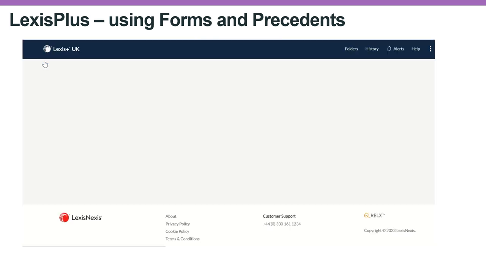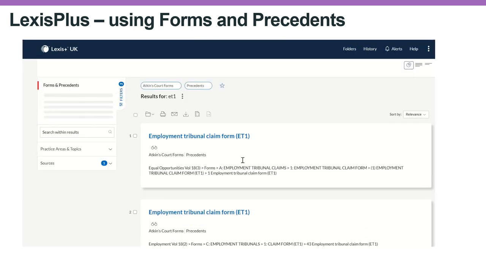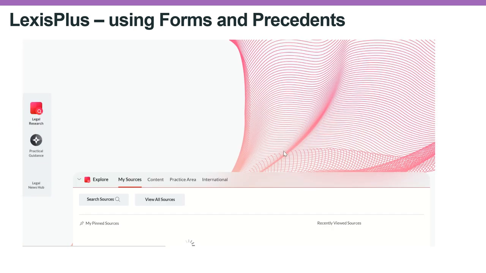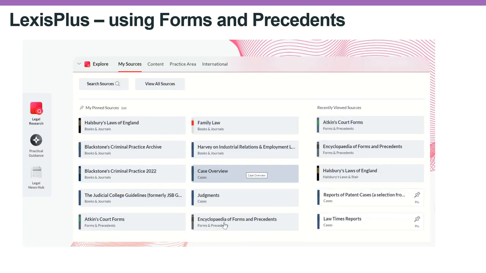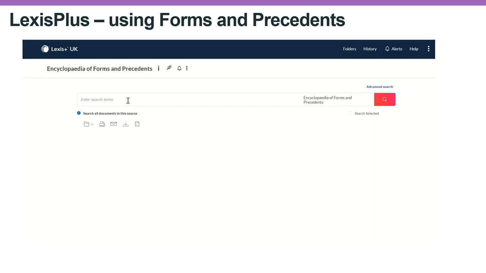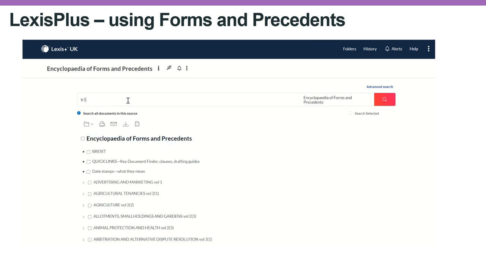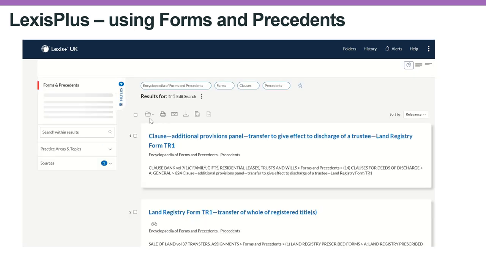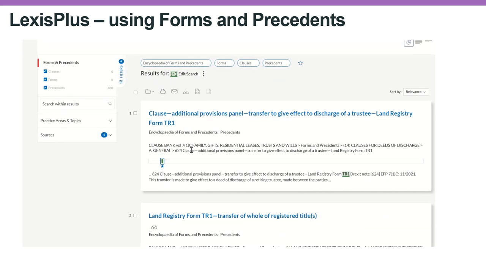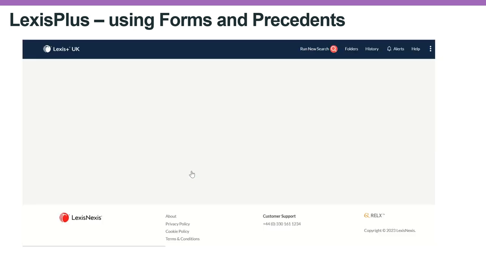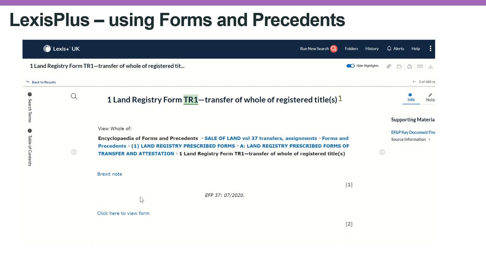Similarly, in the Forms and Precedents Encyclopedia, let's just go back to my home page, where I've got the resource pinned. Similarly, you can search for a form by its full title or name. So, for example, TR1 is a form that's used in property. And I can click on this one here. And again, it'll have a link to be able to view the form.